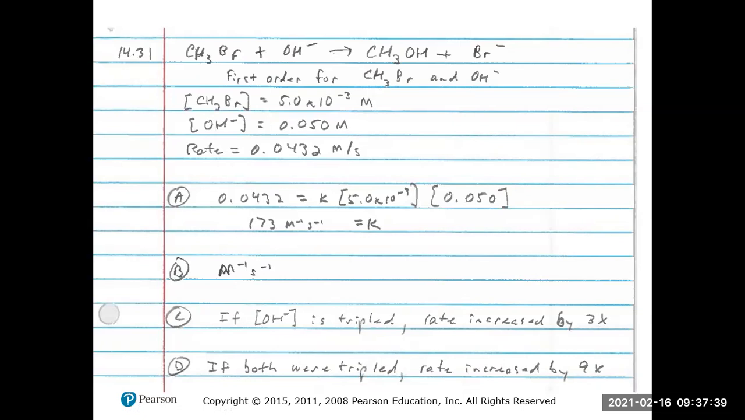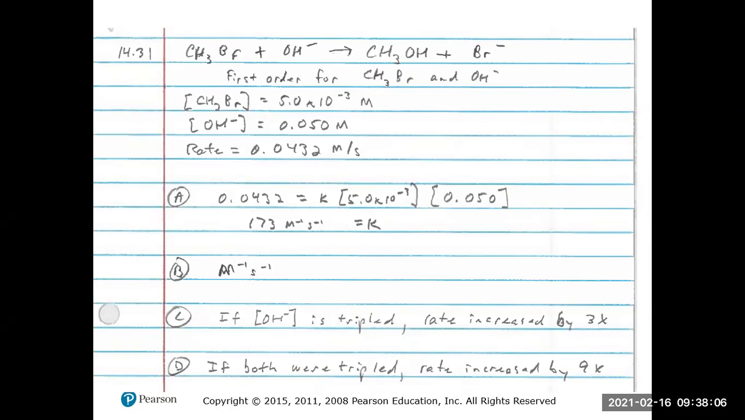We see that in D, they ask if both of them were tripled. So if this 5 × 10⁻³ was increased by 3x and the 0.05 was increased by 3x, that's a 3-fold increase there, and a 3-fold increase in the second one. So we'd have a 9-fold increase, a 9x increase in our rate, because remember, the rate constant stays the same.